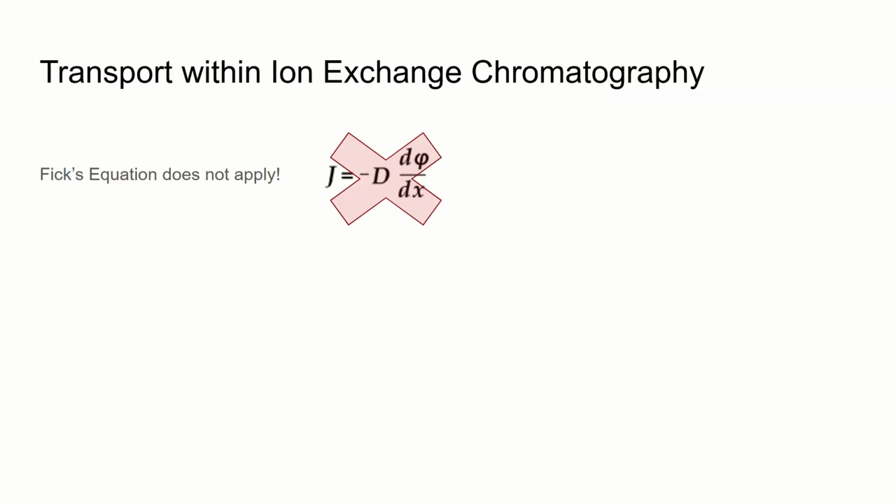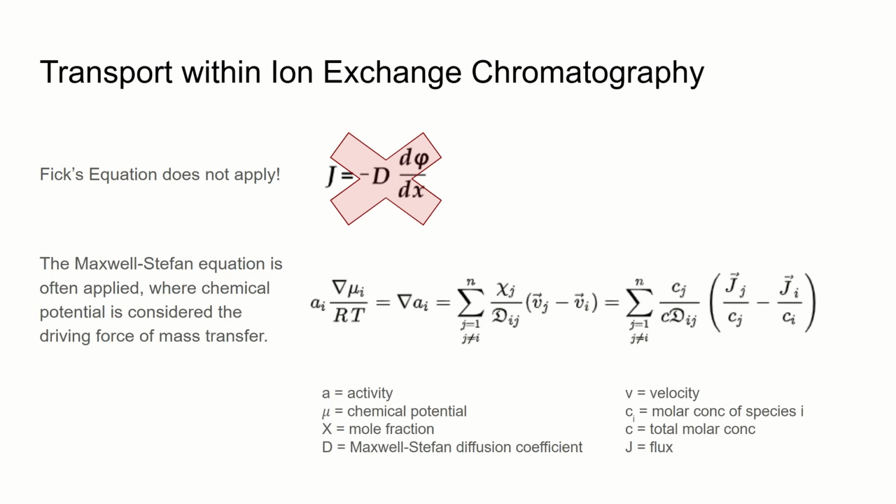Since Fick's law is only applicable for low concentrations, whereas protein purification involves a high concentration of adsorbed protein, it cannot be used to model ion exchange chromatography. Thus, the Maxwell-Stefan approach is often used, with the chemical potential gradient considered as a driving force of mass transport. This model is especially useful for multi-component systems that involve interactions. One thing to note about this equation is that activity is a dimensionless quantity that is a measure of effective concentration of a species in a mixture. For a pure substance, a is equal to 1.